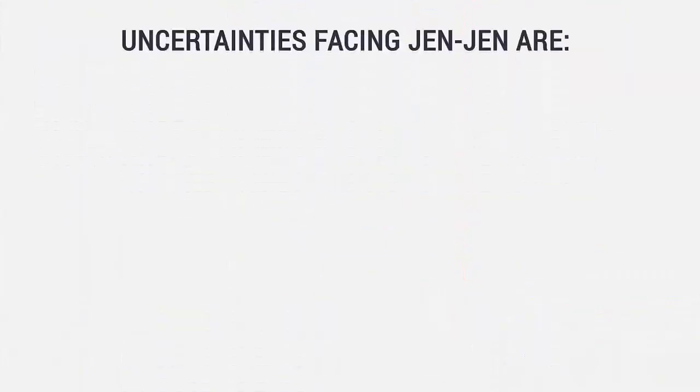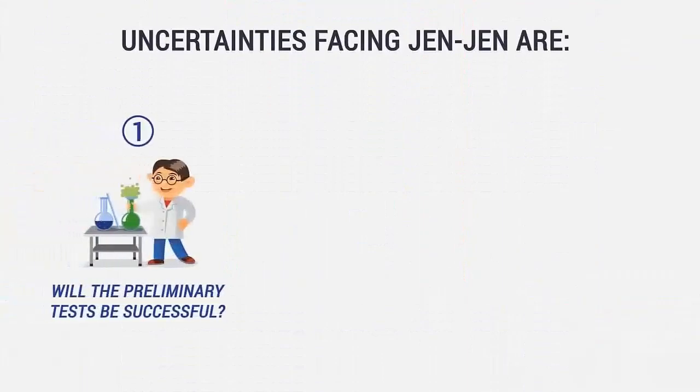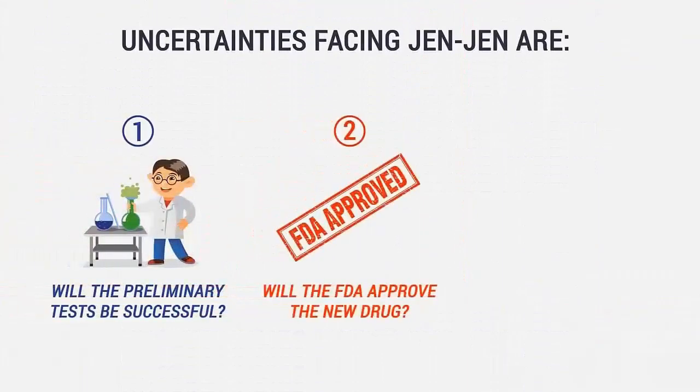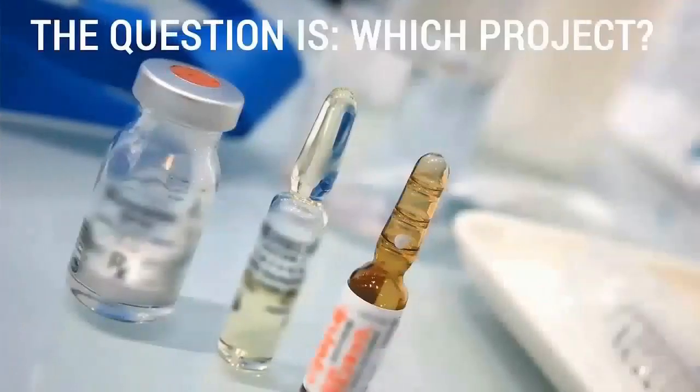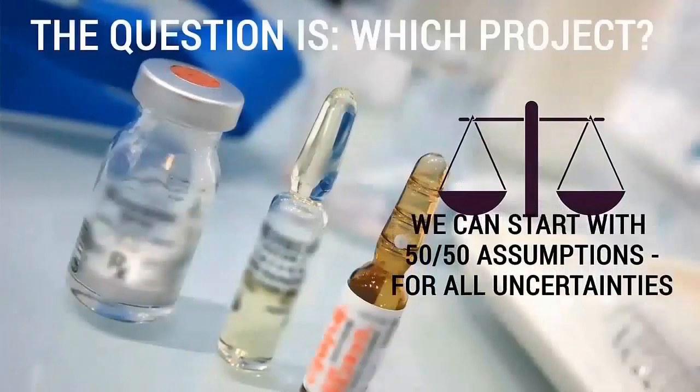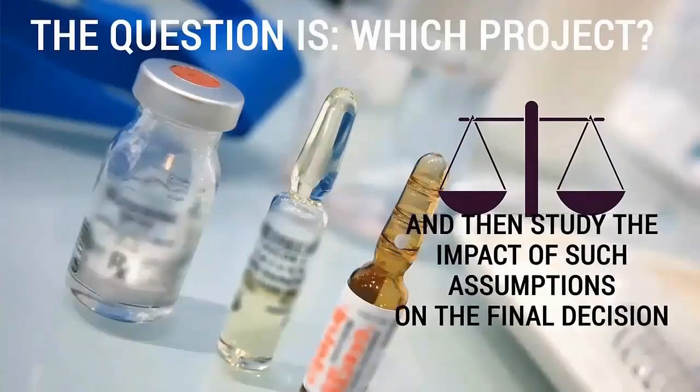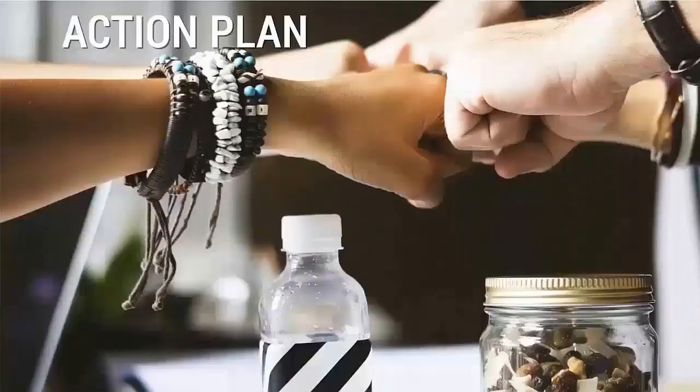Uncertainties facing J&J now. Will the preliminary test be successful? Will the FDA approve the new drugs? Will sales generate the projected revenue? The question for J&J is which product? We can start with a 50-50 assumption for all uncertainties and then study the impact of such assumptions on the final decision. Action plan.